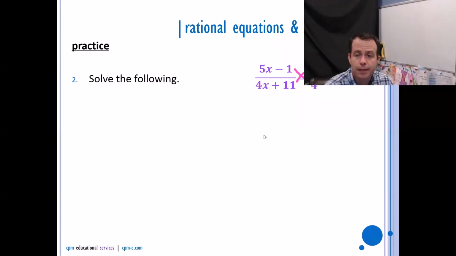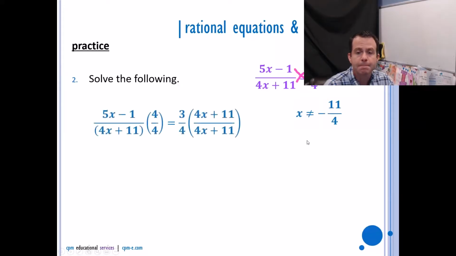Okay, I want to save my NPVs before I do that. So if I'm unsure of that, I'm going to go 4x plus 11 equals 0, solve for x, and that's where my restriction or my NPV is going to come from. So that'd be x can't equal -11/4. Okay, so if you like the cross multiplication thing, you can do that.